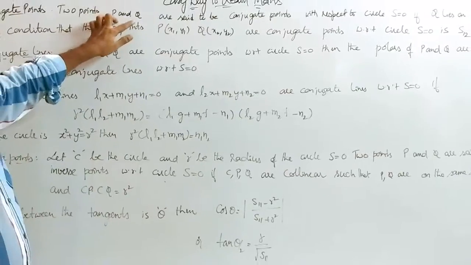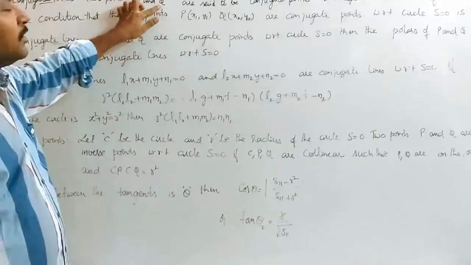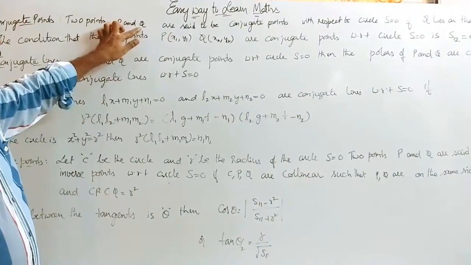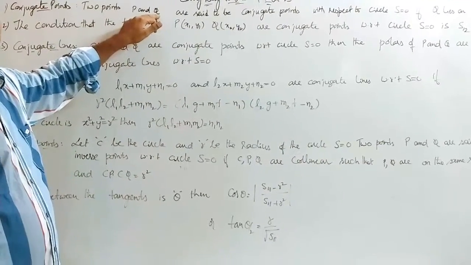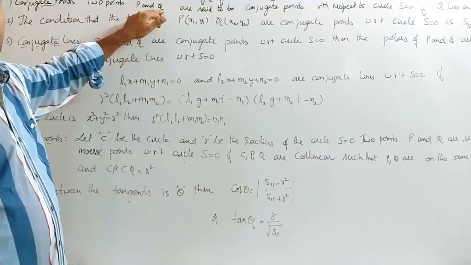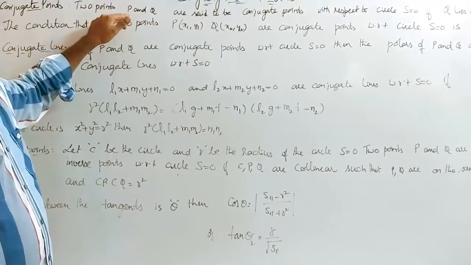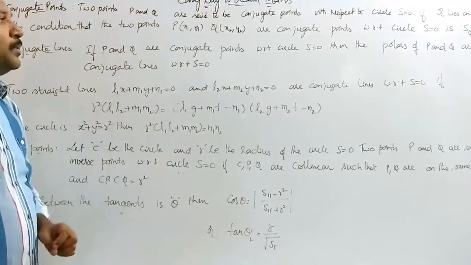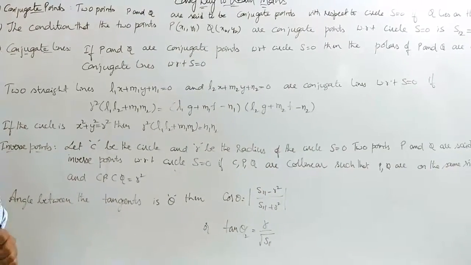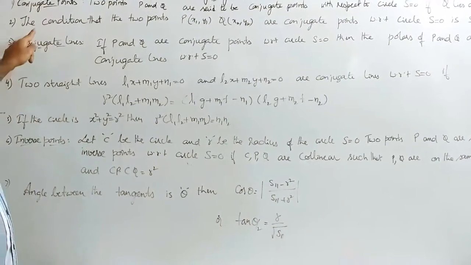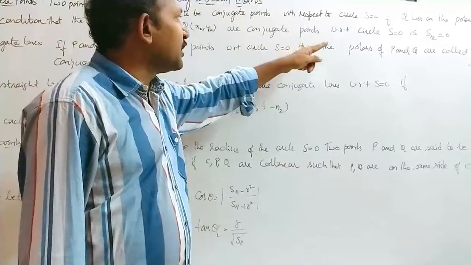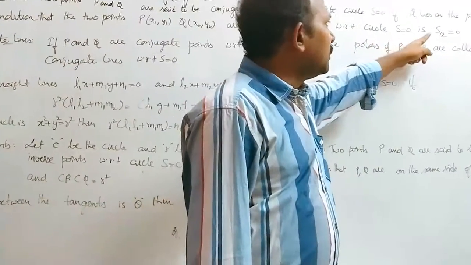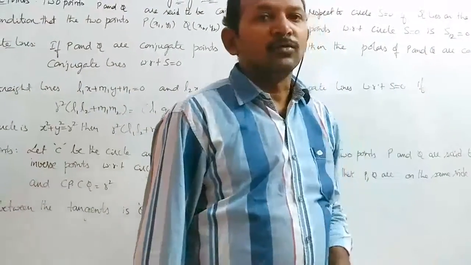P and Q are said to be conjugate points indirectly. The polar of P is passing through point Q, and inversely the polar of Q is also passing through the point P. Then P and Q are said to be conjugate points. Now, the condition that the two points P and Q are conjugate points with respect to circle S equal to 0 is S12 equal to 0.